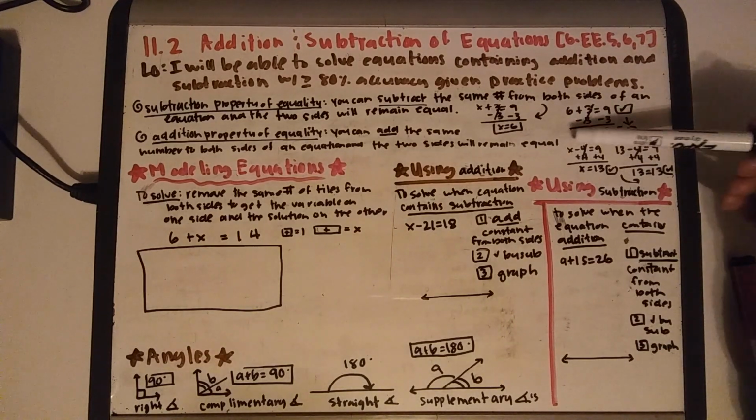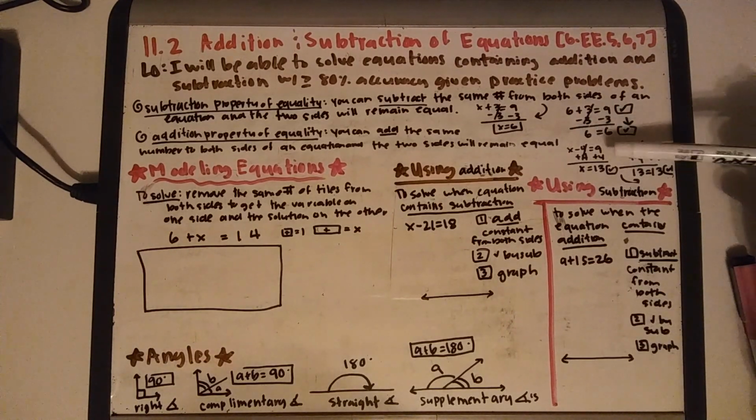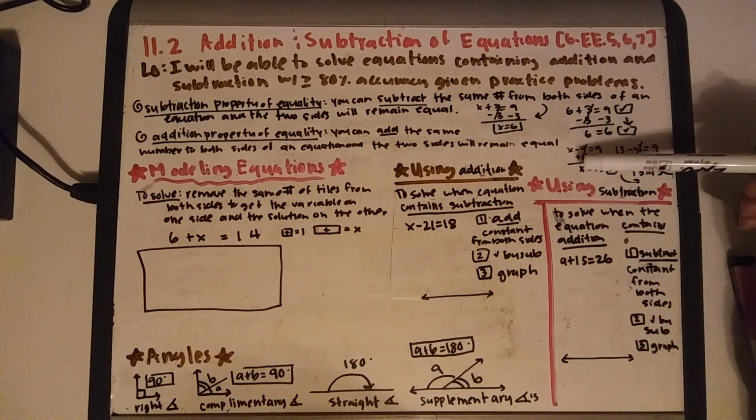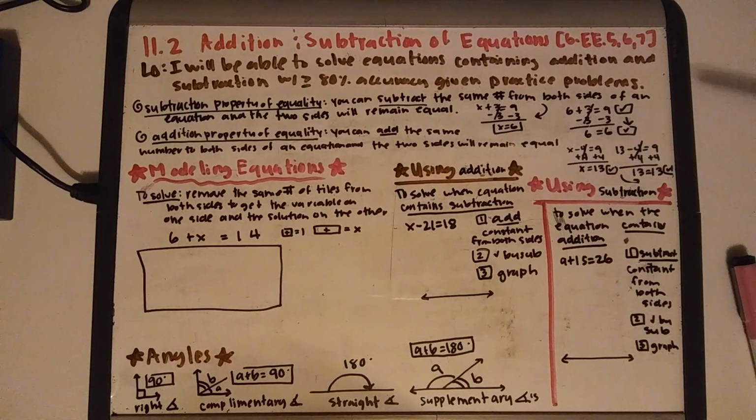So again, if I have x minus 4 equals 9, if I add 4 to both sides, I end up with x equals 13, which is the same as 13 minus 4 equals 9. If I take away 4 here and from here, I end up with 13 equals 13.